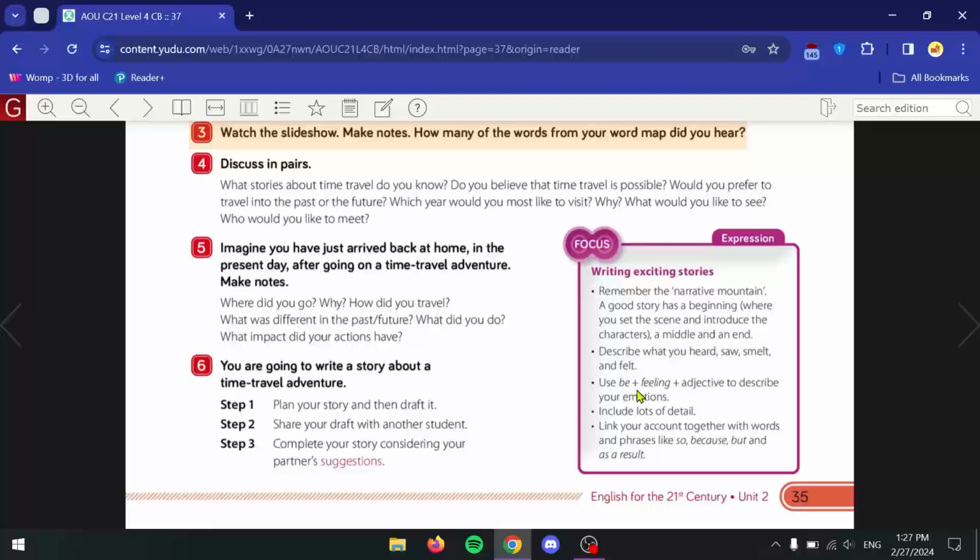You could use be plus feeling plus adjective to describe your emotions. Basically, it's a way to describe your emotions. And also, when it comes to writing stories, have lots of details. Lack of details is certainly something that will leave the readers either confused or wanting more. I think having people want more is a skill, but if you do it too often, it loses its touch. So definitely include details and get to the bottom of whatever you're trying to express so that people relate to it more.